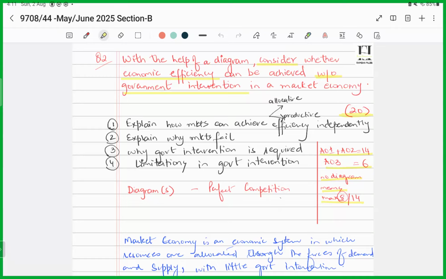Now, there are certain key terms in this question which I have already underlined. The first term is consider. That's the command word. The second term is economic efficiency. The last term is government intervention. Now, they want you to give a response together with a diagram.